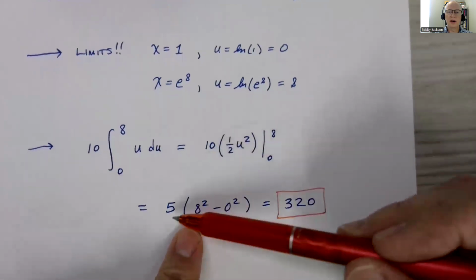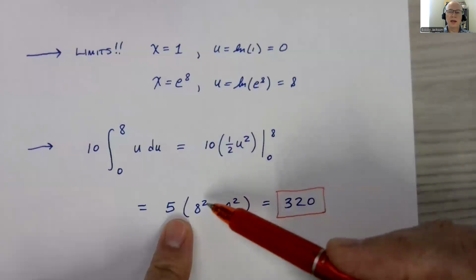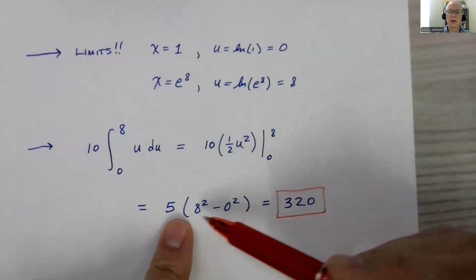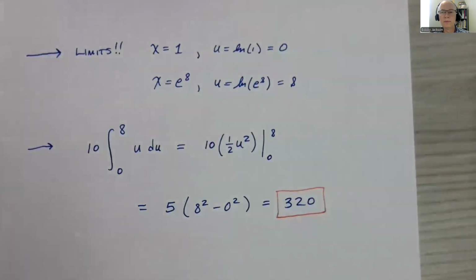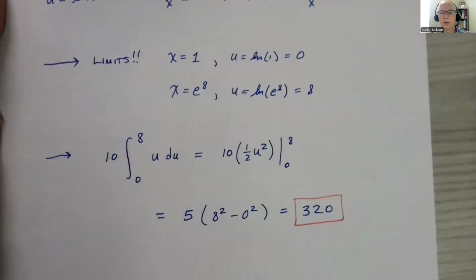1/2 of 10 is 5. Factor that 5 out, evaluate u squared at 8 and at 0. And of course, I get 64 times 5, or 320. So pretty easy one once we get the substitution done correctly.